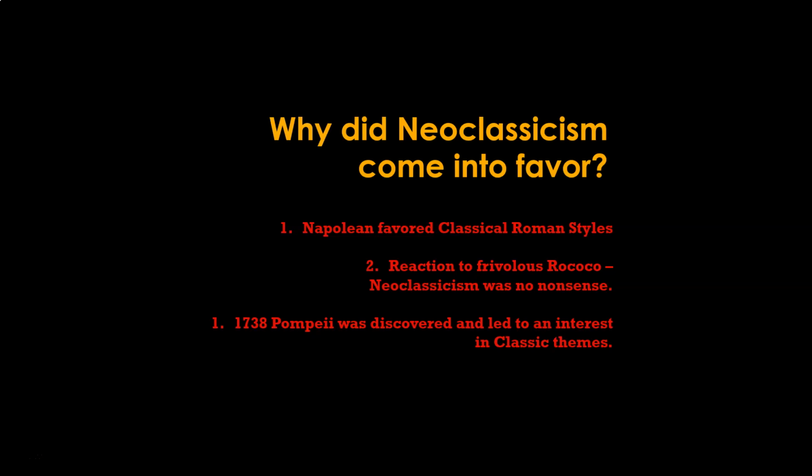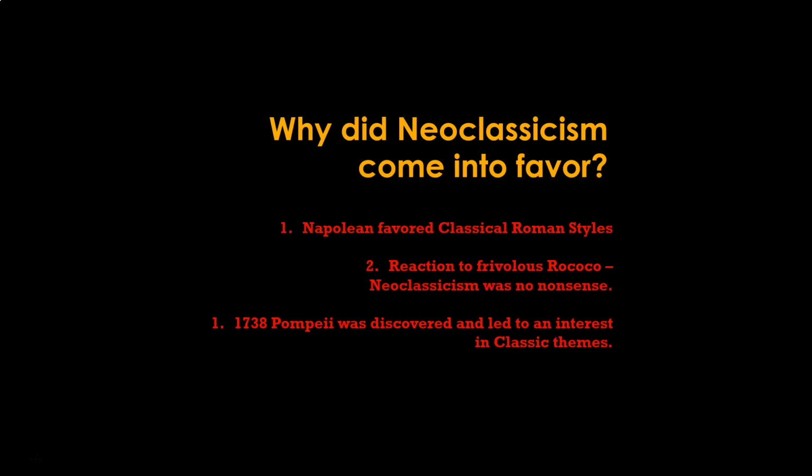Okay, let's do this slide and then we'll do paintings tomorrow. So why did Neoclassicism come into favor? What is it that brought this style, this ism around? Like I said earlier, one is that Napoleon favored classical Roman styles, and Napoleon took over a lot of France and further, so he spread that as he went. Two, this was a reaction to Rococo, which was very frivolous, all about the gaiety and happiness and fun of life, and Neoclassicism was no nonsense. Straight lines, symmetry, nothing weird and wonky like there was in Rococo.